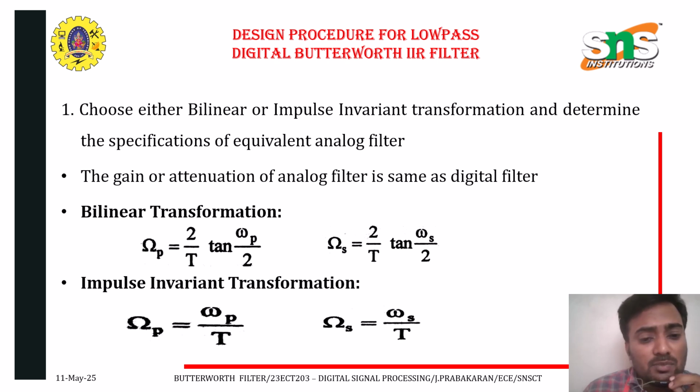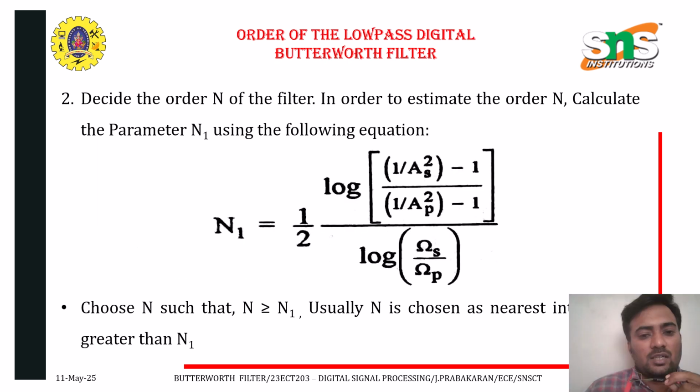And the impulse invariance method formula is omega p equal to omega p divided by T. Analog frequency equal to digital frequency divided by T. Passband analog frequency, and stop band analog frequency equal to digital stop band frequency divided by T. Next, we have to calculate the order of the filter. For the order of the filter, we should know the stop band attenuation value, passband attenuation value, stop band frequency and passband frequency value. Then only we can calculate the order of the filter.